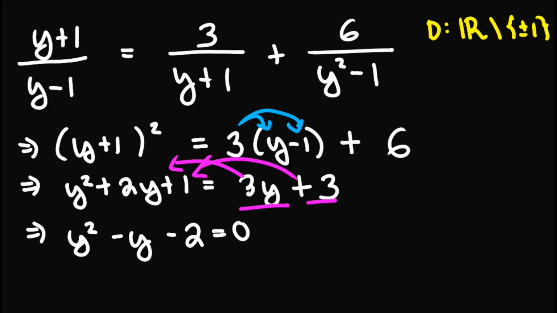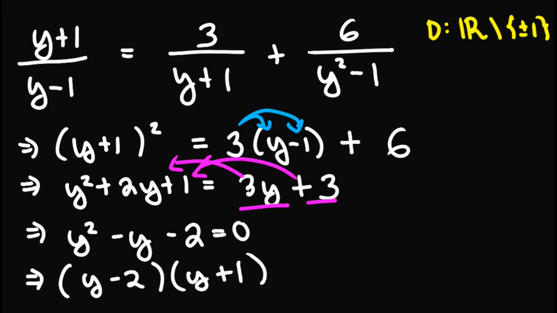And again, we have a quadratic equation. By factoring, this one factors to (y - 2)(y + 1). Indeed, when we multiply these two, we obtain this, and when we add these two, we'll obtain this one, since negative 2 plus 1 is negative 1, and we have negative 1 out here.